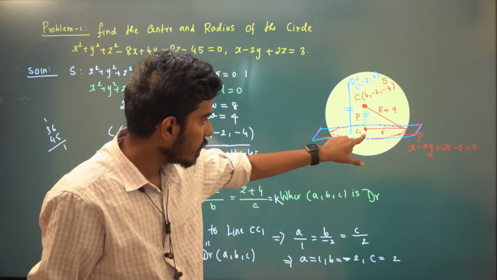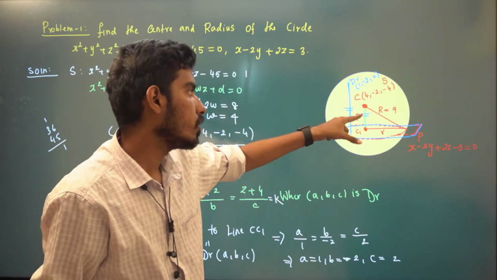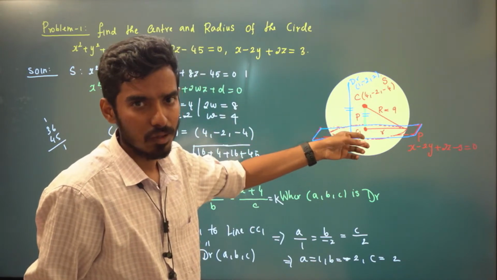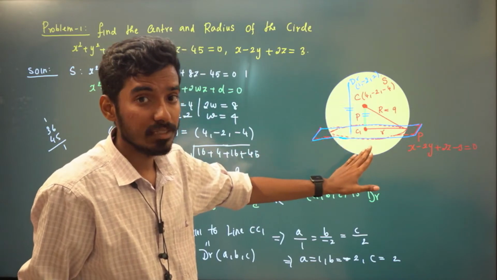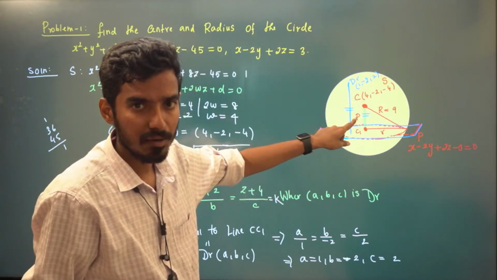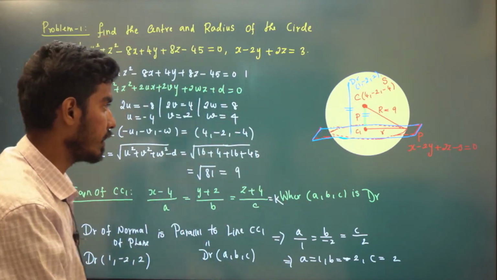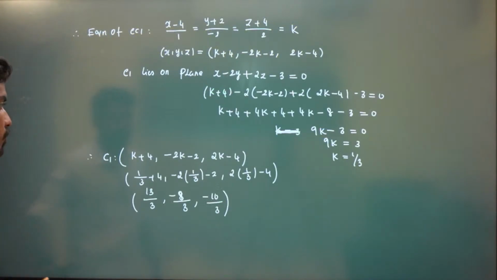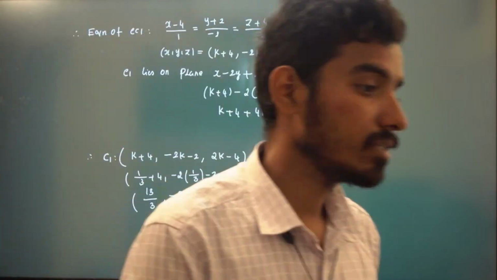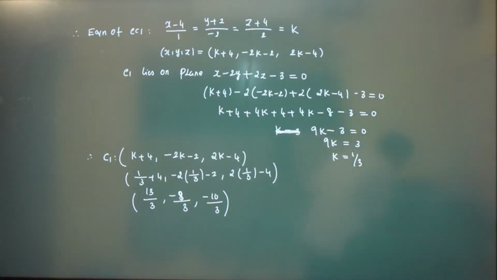if you found the center, then you know two coordinates. You can use distance formula to find P also. But without knowing the center also, you can find P. P is the perpendicular distance of this point to the plane. You always use that idea, right? As of now, is it clear? So we have found the center of the circle.